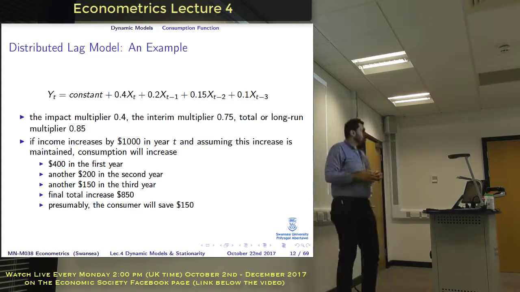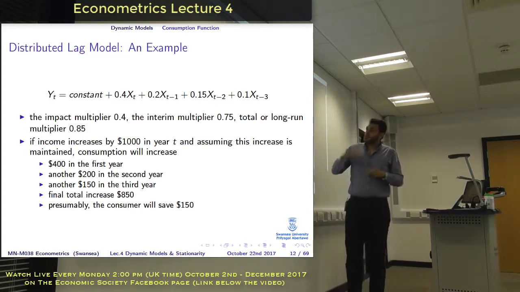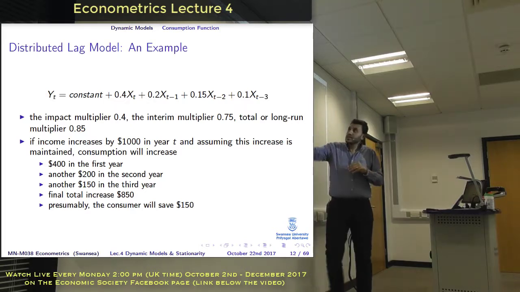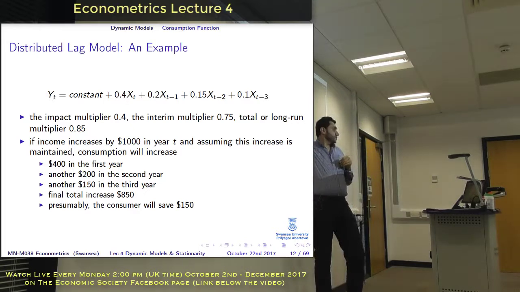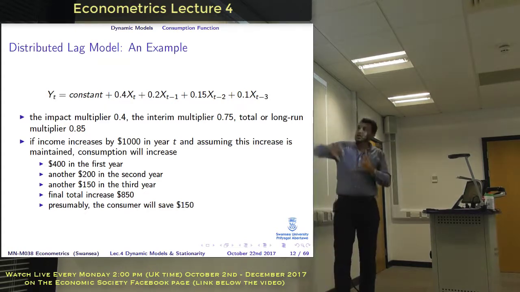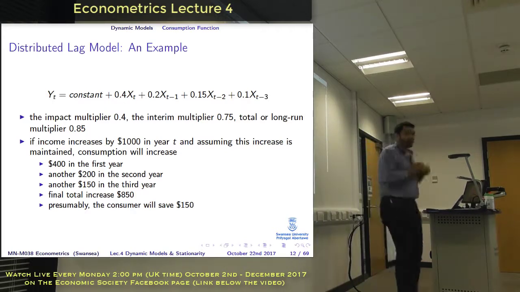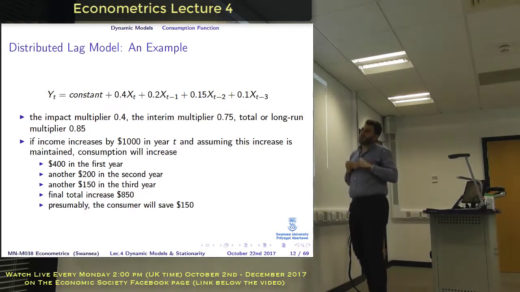So the impact multiplier, or the short-run effect or impact, will be 0.4. This is beta 0, the estimation of beta 0. We'll come to the point of how we estimate this later. So far, let's just assume that that's what we estimated. These are the coefficients we have. So how are we going to interpret these coefficients?